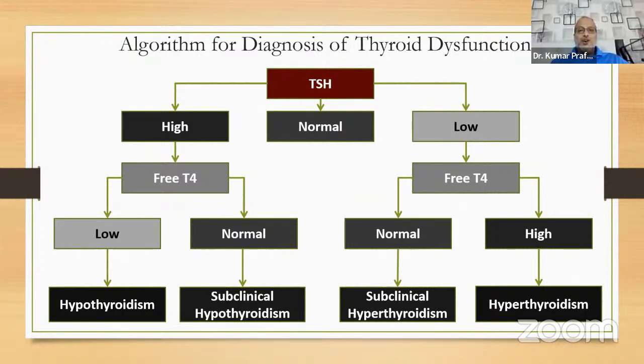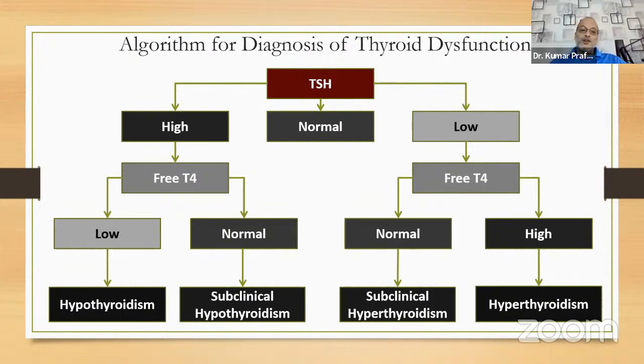High TSH will occur when there is decreased secretion of thyroid hormones. So the negative feedback mechanism which goes to the anterior pituitary does not occur, and thus TSH secretion is increased. So when TSH is high, we call it hypofunction of thyroid, that is hypothyroidism. Now there are two conditions in hypothyroidism. When TSH is high and free T4 is low, we call it clinical hypothyroidism, that is confirmed hypothyroidism.